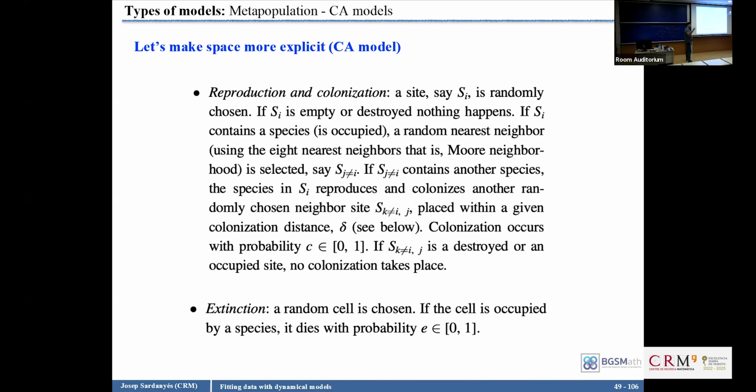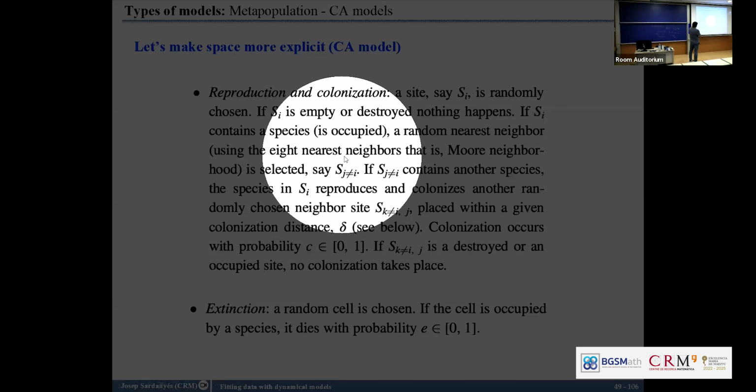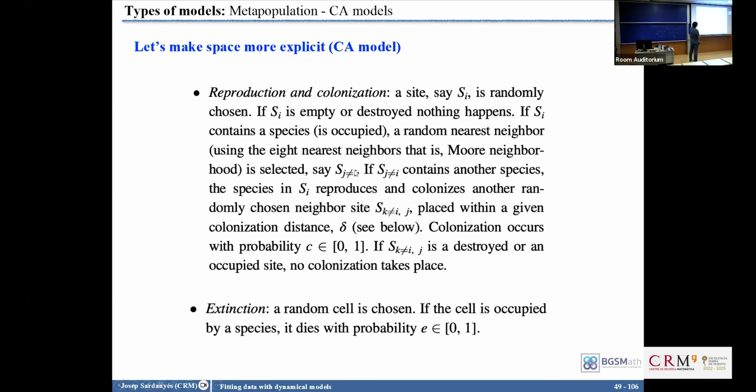If this site is empty, nothing happens. If the site is occupied, then we select another random cell in the Moore neighborhood. Okay, we select a random neighbor. So if this is J, okay. So if the neighbor contains another species, the species that I have chosen will reproduce and colonize another random neighbor. And this is how I am modeling this interaction.